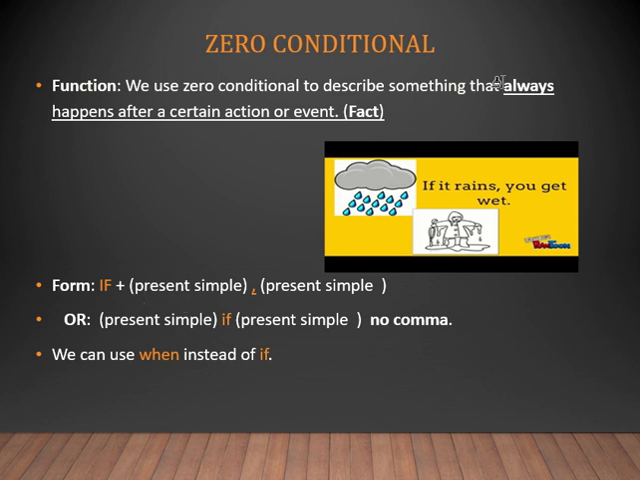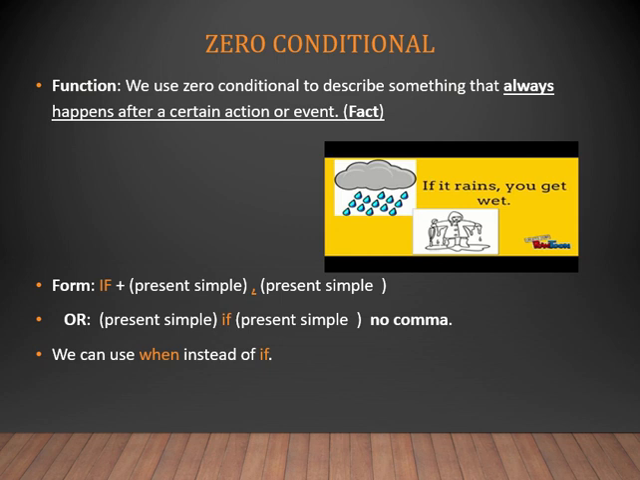If plus present simple, and we have a present simple in the second part. So here we have if and present simple, then a comma. Don't forget the comma after the if clause before we start to write the result clause. So we have present simple to talk about something which is always true, about facts, which is 100%.